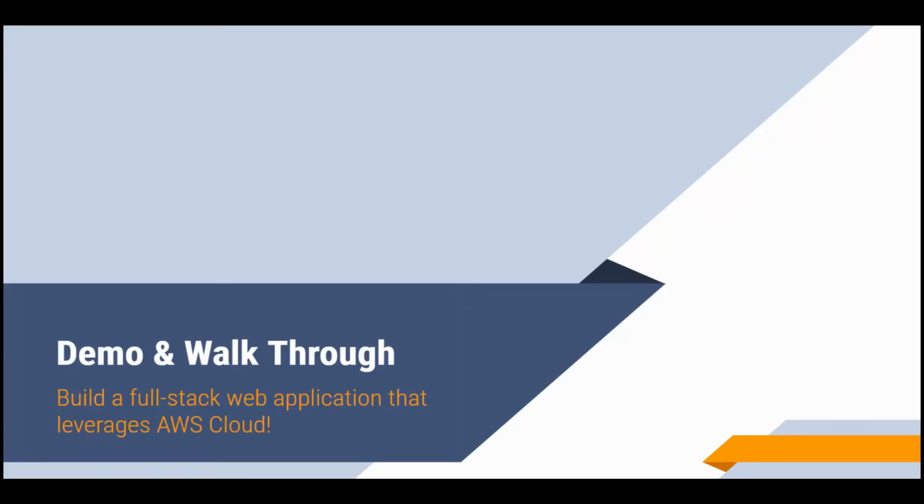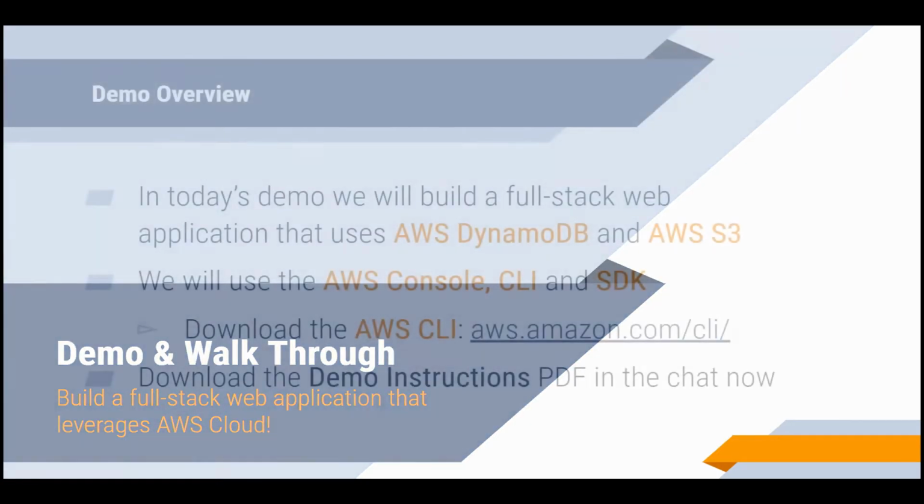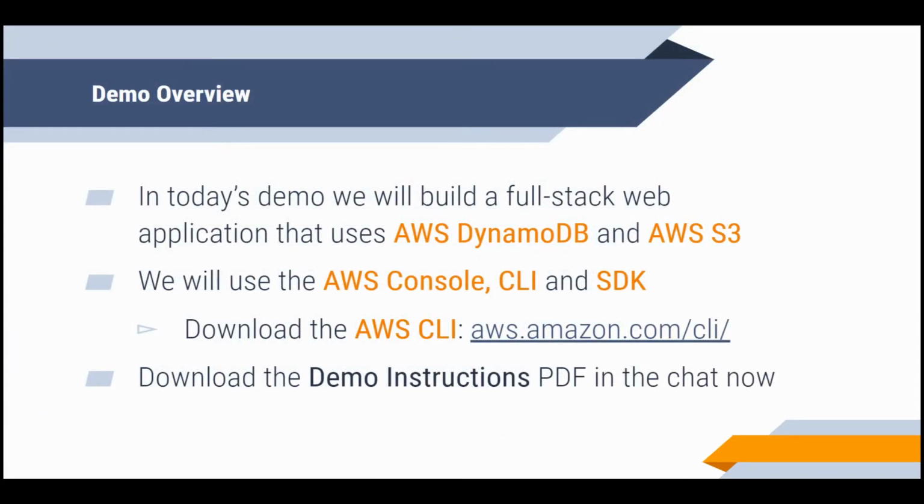I know that was a lot of information. You guys might be feeling a little overwhelmed, but we're going to hop into the demonstration. You guys are actually going to get your hands on this, and you'll see it's actually pretty straightforward. In today's demonstration, we are going to build a full-stack web application that uses AWS DynamoDB and AWS S3. So we're going to be using a database, and we're going to be using file storage, and we'll be interacting with these programmatically. We're going to be using the AWS console, the CLI, and the SDK. So you guys are going to get to dip your toes into all the 3 ways that you use AWS.